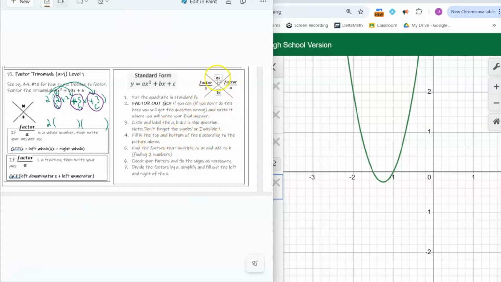So here's the x. The top says A times C. So what's 2 times 3? 2 times 3 is 6. What is the bottom? Just B. So what's the bottom? 5. So we're filling out the picture just like what I see.